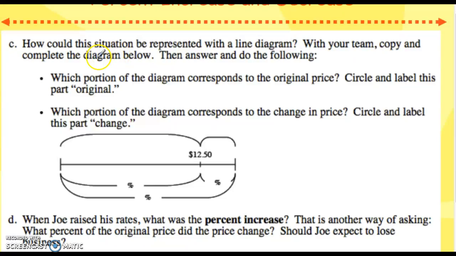First, we need to start by, it says complete the diagram. So if you look here, it looks like the top is dollars. So here I know that I'll start with $0, and then my original cost is $12.50, and I know it increases to $15.